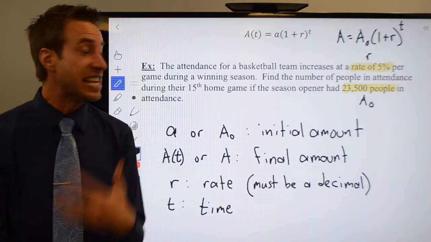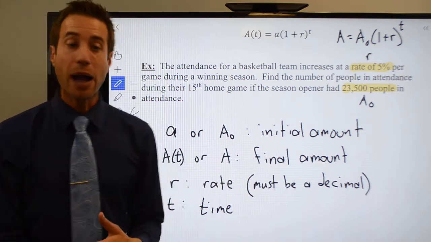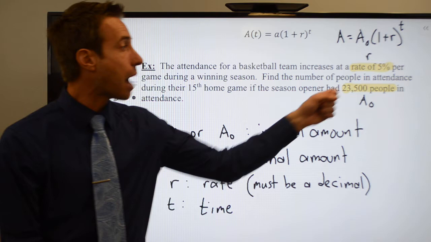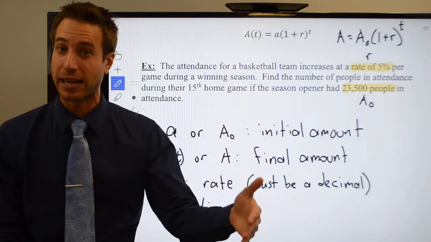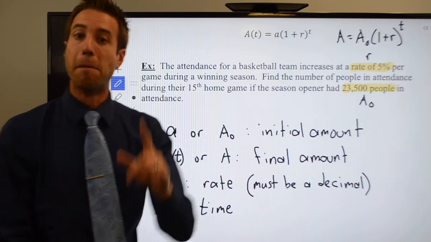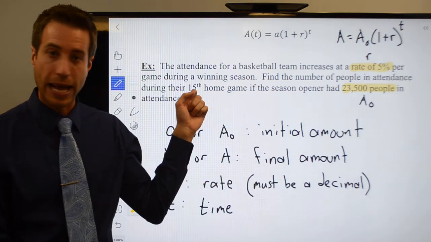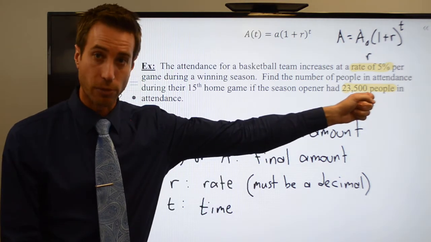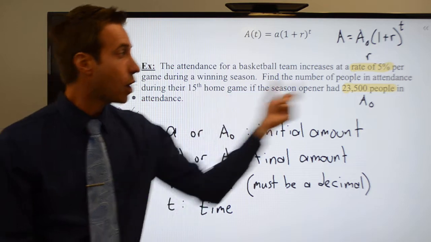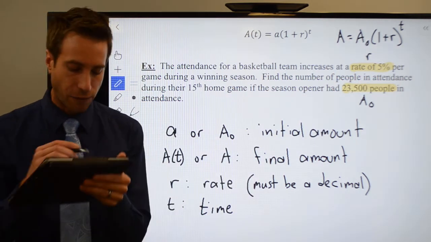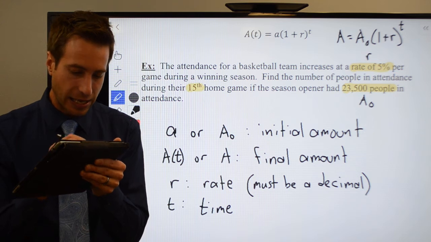That's my initial amount. How many people at the first game? What I want you to do is figure out how many people are going to be in attendance. What is that final amount? But I want you to find it at their 15th home game. So we're going from the first home game, which had the initial amount, to the 15th home game, which has the final amount that I'm looking for. What that means is that 15 is your time.